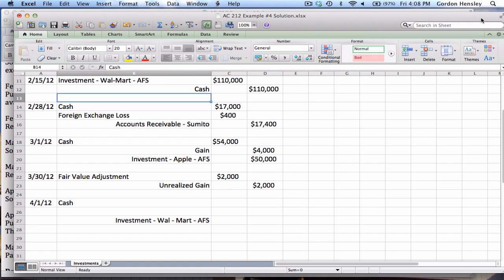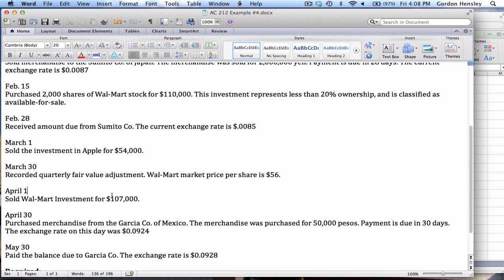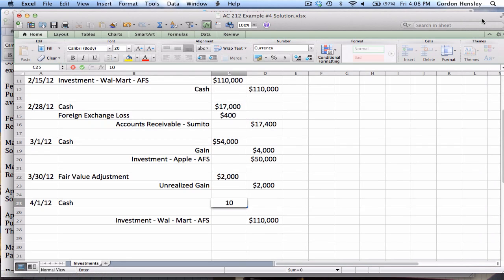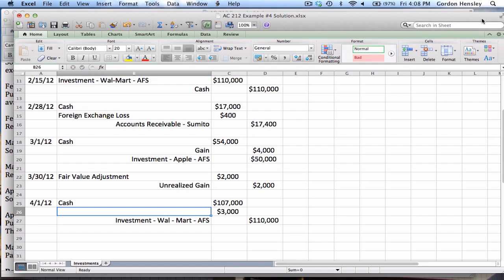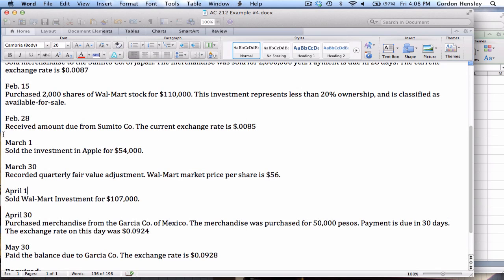Now, what was the original value? If I go up here and look at my Walmart investment, $110,000. So I'm going to credit $110,000. But it says I sold it for what? According to the transaction, $107,000. So I'm only going to debit cash for $107,000. So there's a difference there. And how much of a difference is it? It's a $3,000 difference. And in that case, that is a loss. So sometimes we lose money on these things, and maybe it's better to go ahead and sell it now before the value goes down even more.